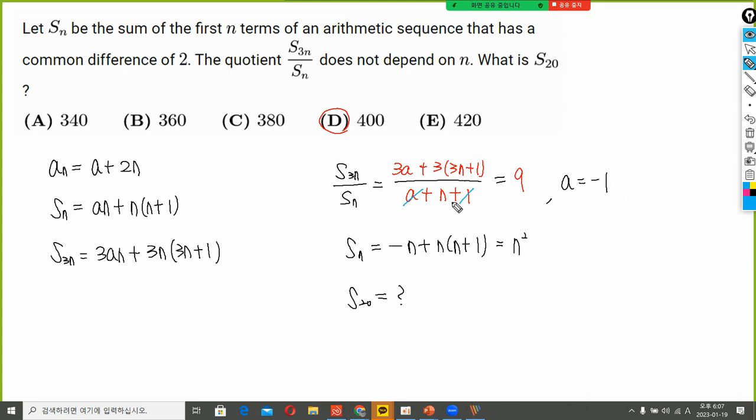So if a is minus 1, we can use the value minus 1. So now Sn is minus n plus n times n plus 1. When we open the parenthesis, it becomes n squared. So now S20 is 20 squared.